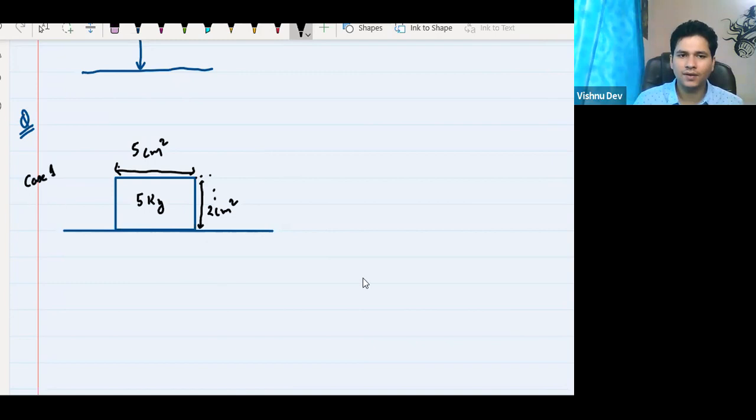This is case one. Now, let us take one more case. Think about it, everyone. In case two, this same brick is kept like this.